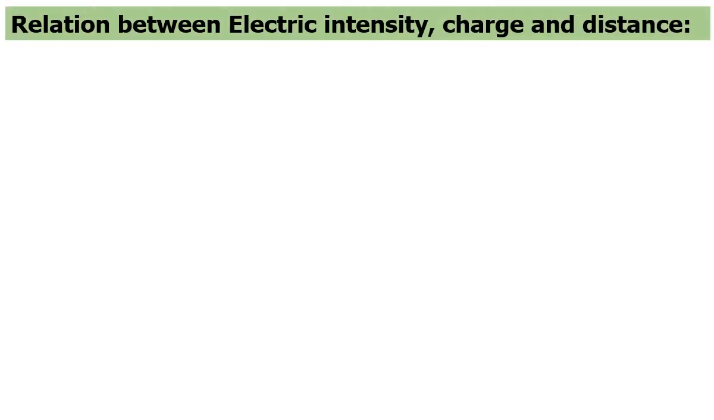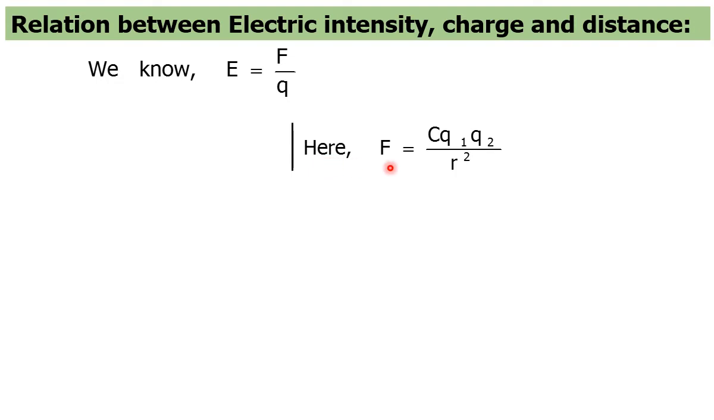Let us discuss the relation between electric intensity, charge and the distance. That means there is another formula of electric intensity. Let's talk about it. First, the formula of electric intensity, E equals F by Q. Here F is the force. If we consider the Coulomb force, then we know Coulomb force F equals C Q1 Q2 by R square.